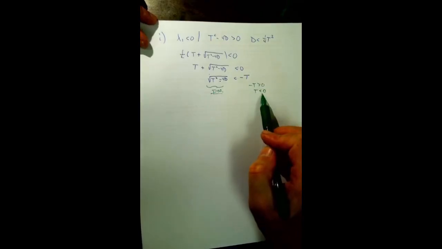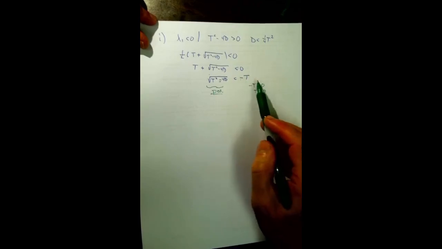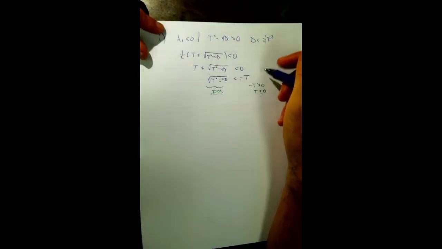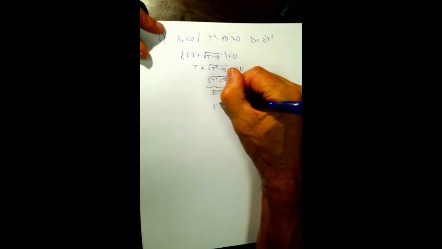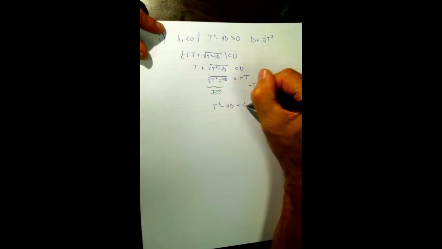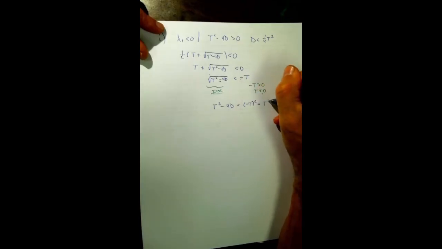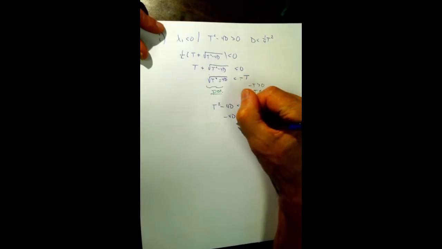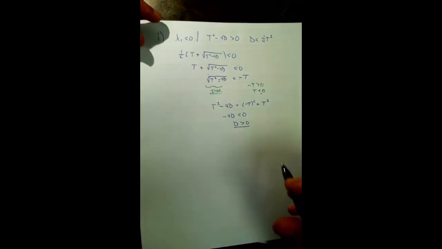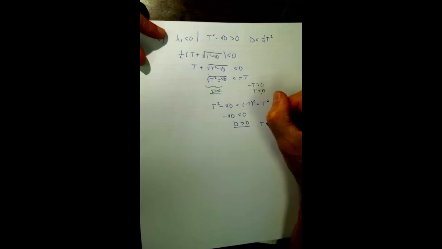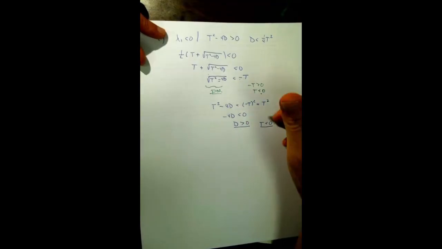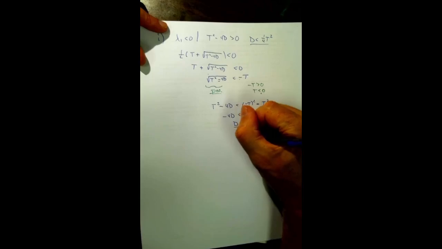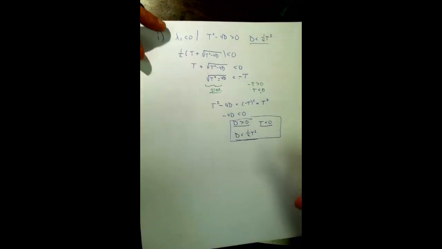And now if t is negative, minus t is positive, and now I can just square things and not worry about flipping signs. So t squared minus 4d has to be less than t squared. And if I subtract t squared from both sides, I get minus 4d is less than 0. Divide both sides by negative 4, so d has to be greater than 0. So I have that t is negative, d is positive, and from here, I know that d is less than 1/4 t squared. So those are my three conditions.